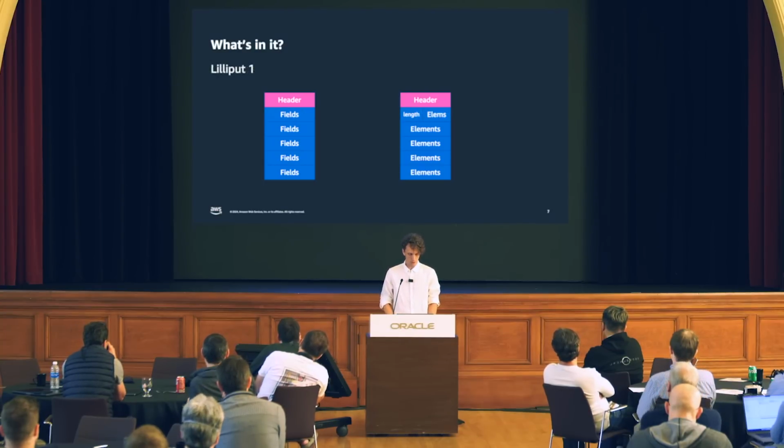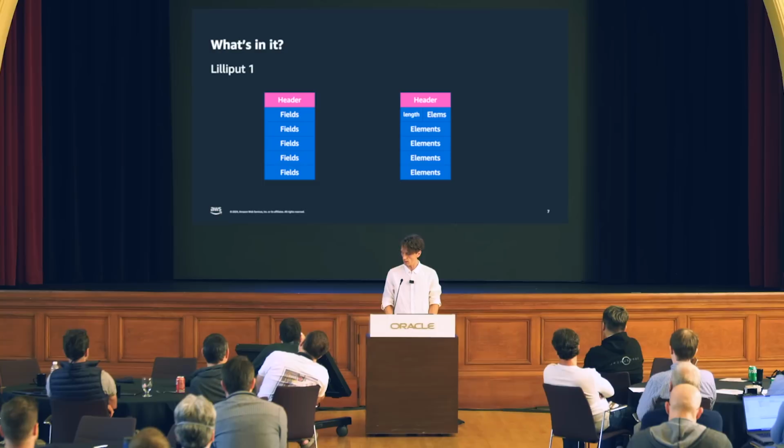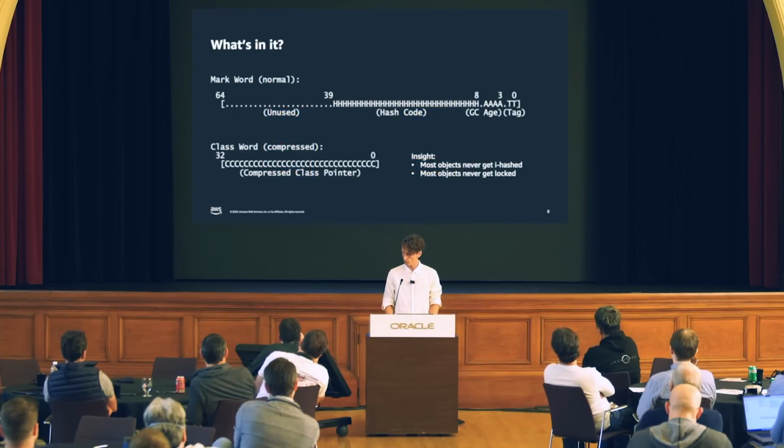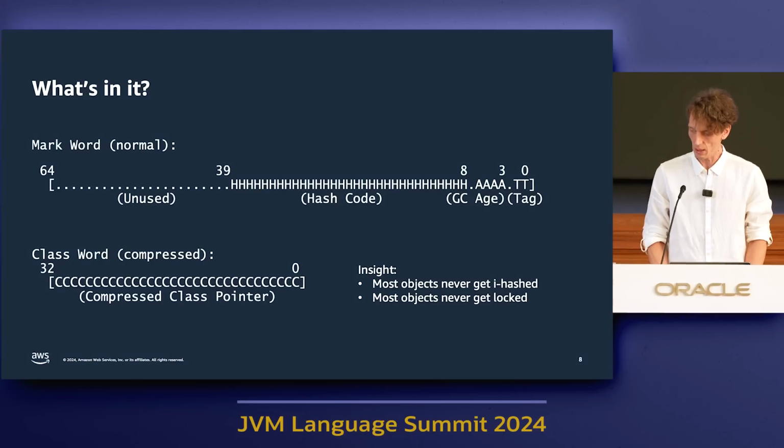With Lilliput 1, what we did is we shrink the object header into the first 8 bytes, and then everything else, the fields and the array elements, line up after that. And this is zooming into the first 12 bytes of the current JVM state. What we see here is the header and the class pointer.